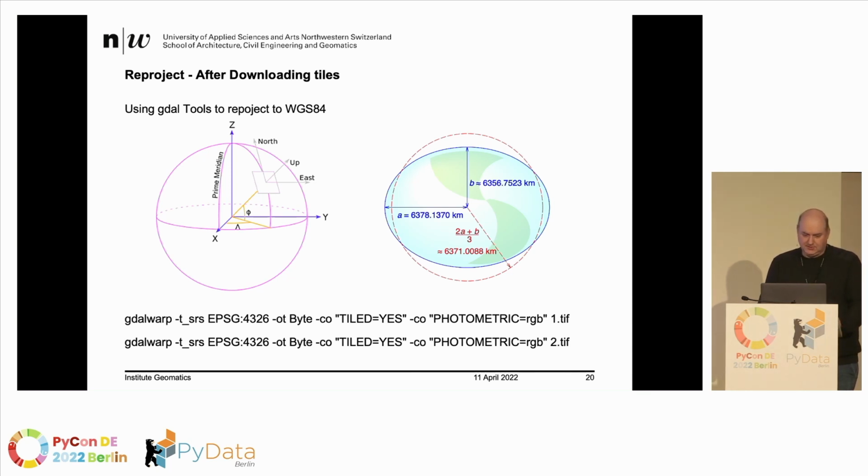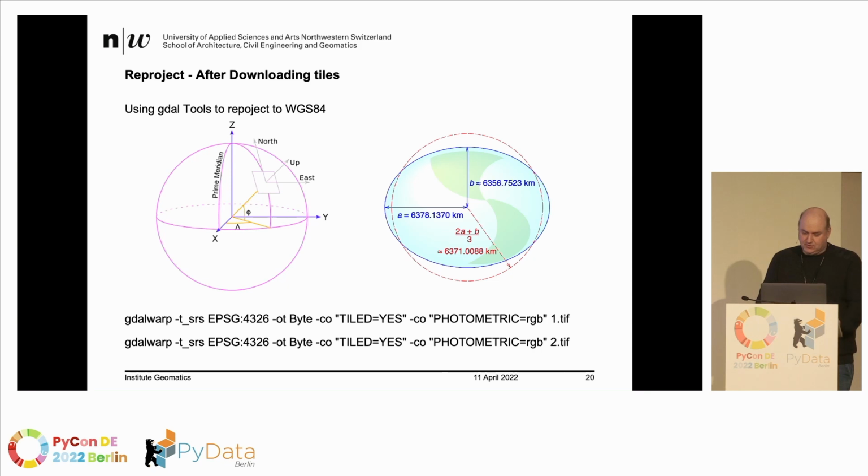I did that with GDAL tools. GDAL comes with many tools, and one tool is GDAL Warp, where you can just reproject to WGS84, for example. It's the EPSG code 4326. EPSG, by the way, is the European Petroleum Survey Group, and they have all the projection systems in a numeric way. So that's done for each tile.